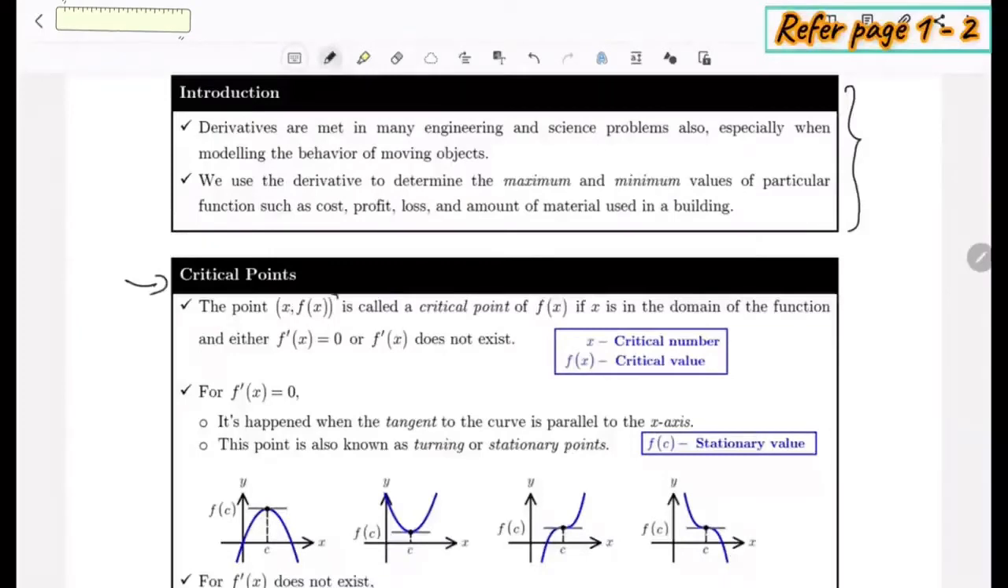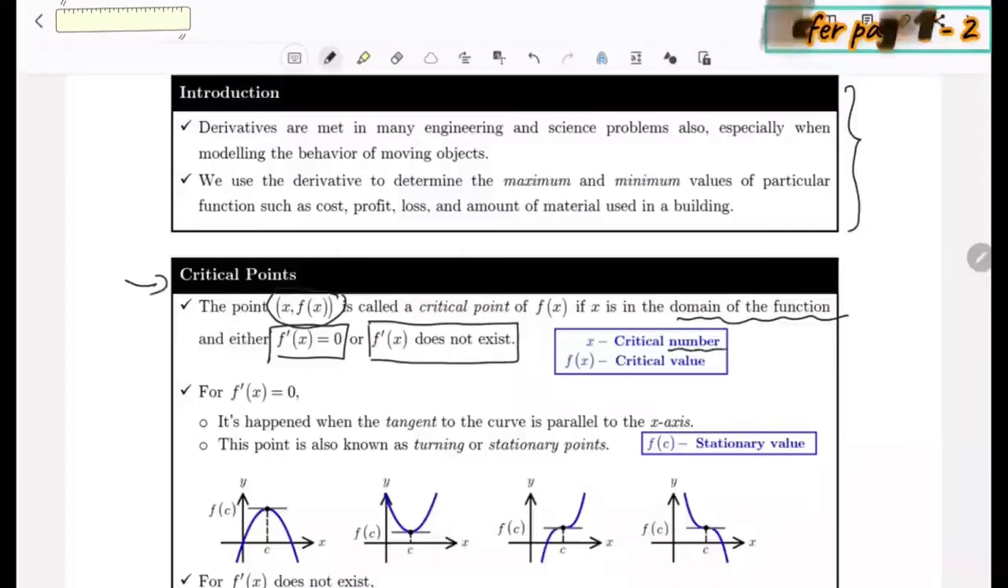Critical points are in the form of (x, f(x)). Okay, it is in the domain of the function, and either f prime x equals 0 or f prime x does not exist. Please make sure you know what we mean by critical number. Number refers to values of x, and critical value refers to the value of f(x).